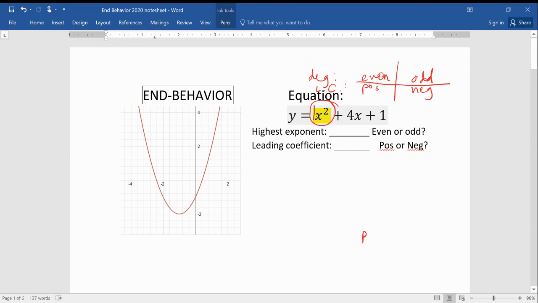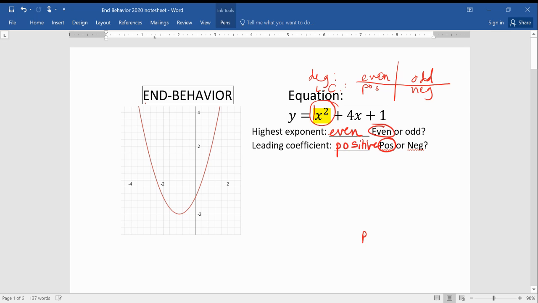If you look at this first example, just looking at the equation, not even looking at the graph, we see that we've got an even exponent, so I would call this an even. And then the leading coefficient is positive. So this is called a function that's got even positive end behavior.